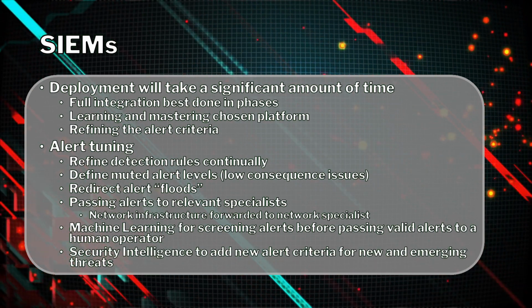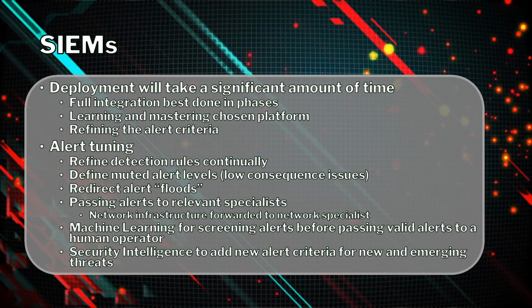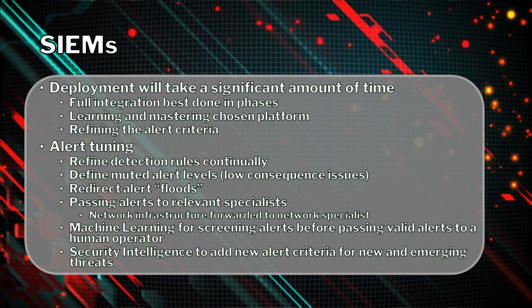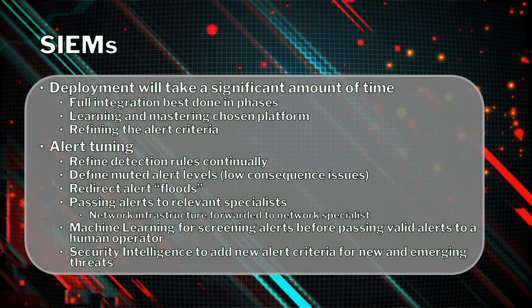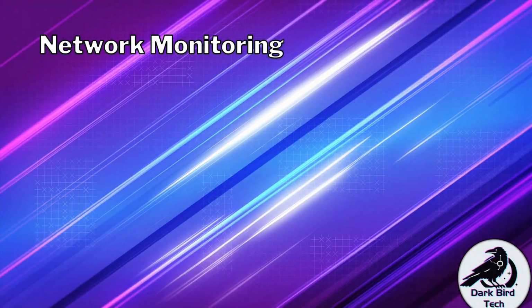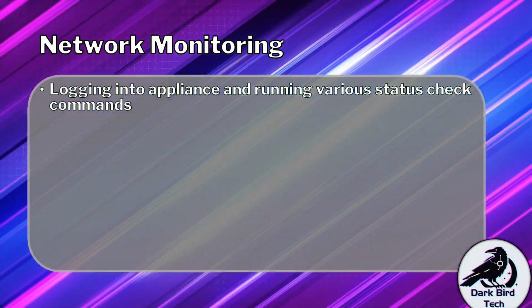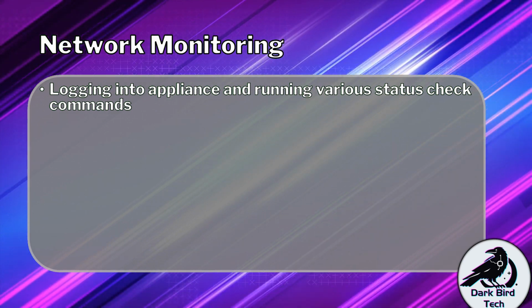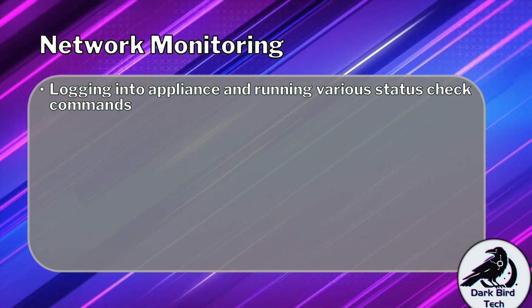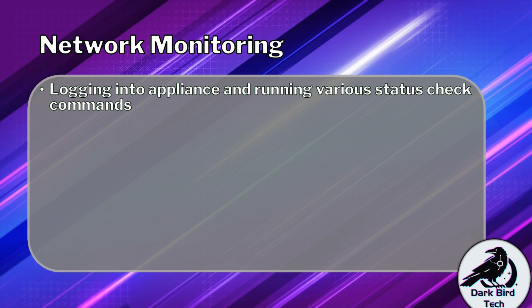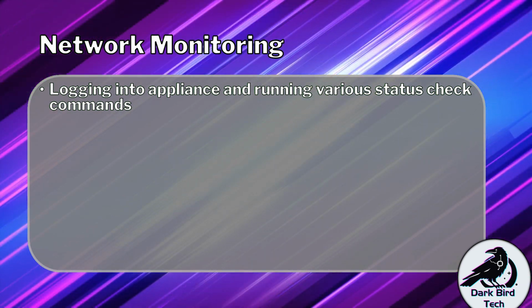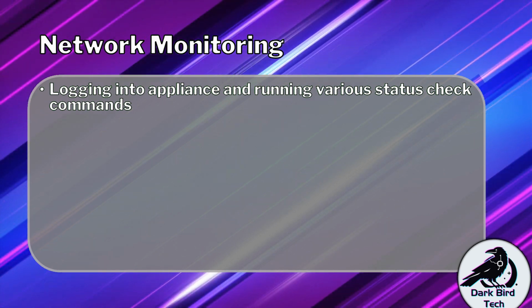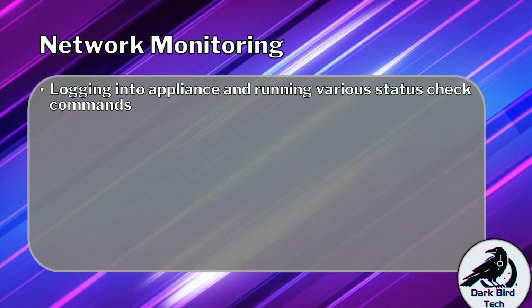And you can also have security intelligence feeding into the SIEM to add new alert criteria for new and emerging threats and attack methodologies. Now, besides our SIEMs, we also want to have some good network monitoring in place. Logging into your appliance and just running various status check commands can be very helpful to determine if something's going on weird in your network, especially if maybe a user report of poor network performance has drawn your attention to a certain network appliance or segment within the LAN.